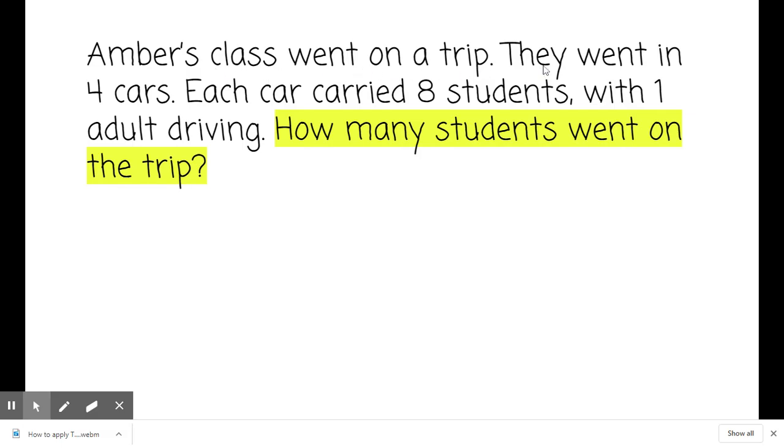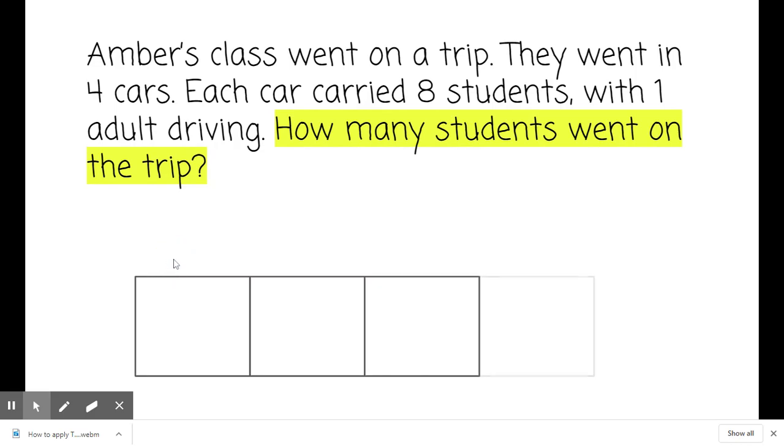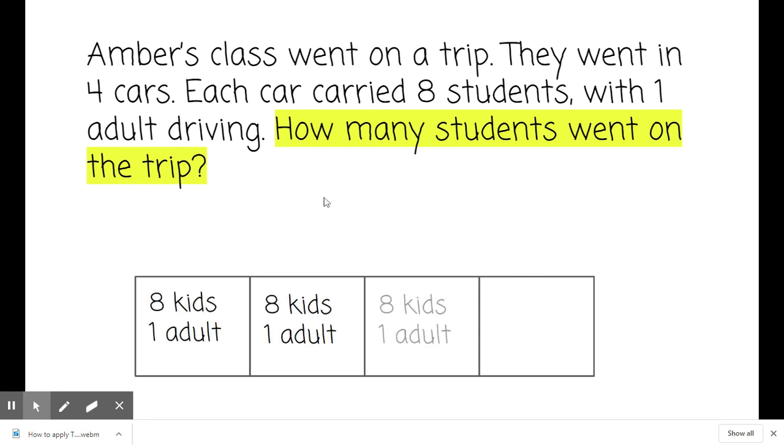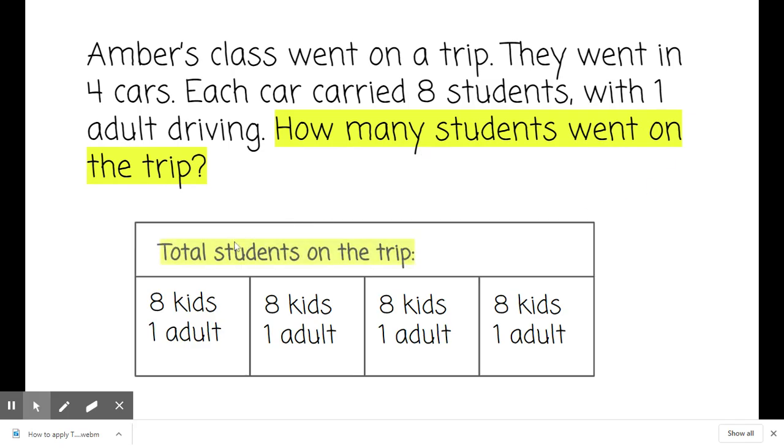Amber's class went on a trip. They went in 4 cars. 1, 2, 3, 4. 4 parts. Each car carried 8 students with 1 adult driving. 8 kids, 8 kids, 8 kids, and 8 kids. How many students went on the trip? We need our whole, our total number of students on the trip.